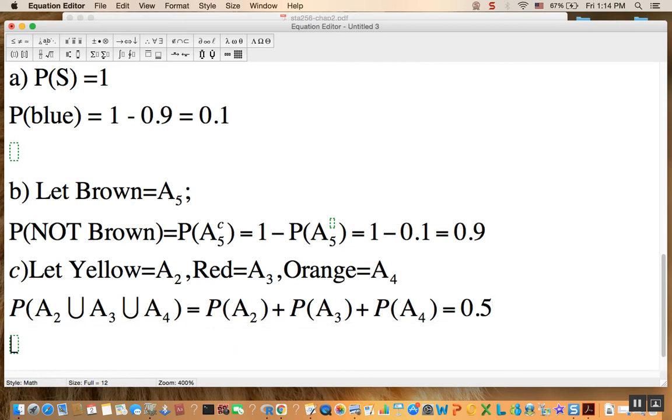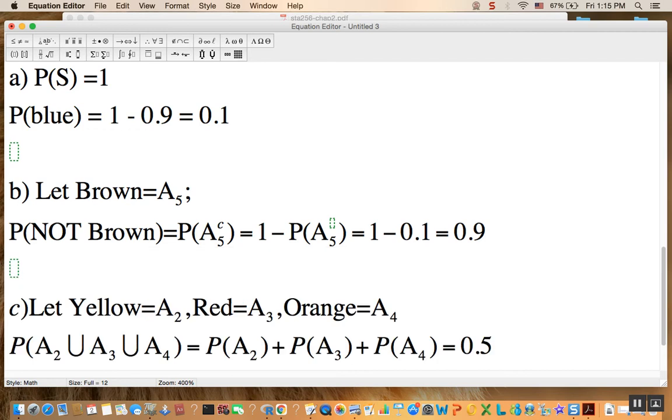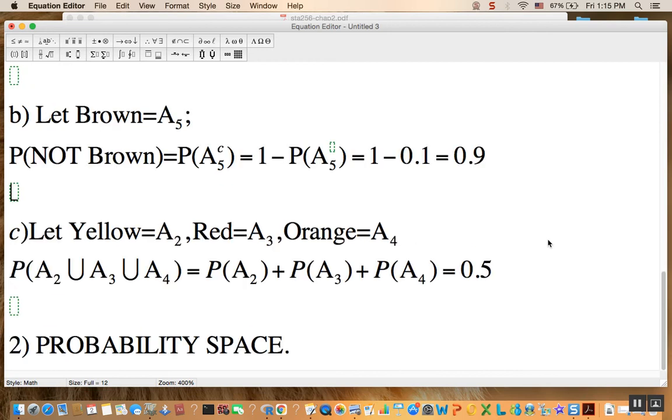Make sense? Okay. Again, the most important part of this third question is that I wanted you to see that it is intuitive that the probability of a union of mutually exclusive events is going to be equal to the sum of their component probabilities. Make sense? Or the events that make up that union.